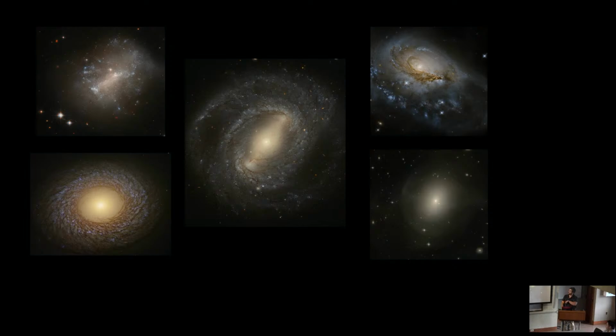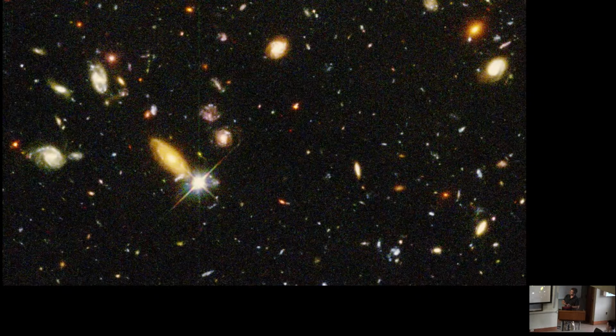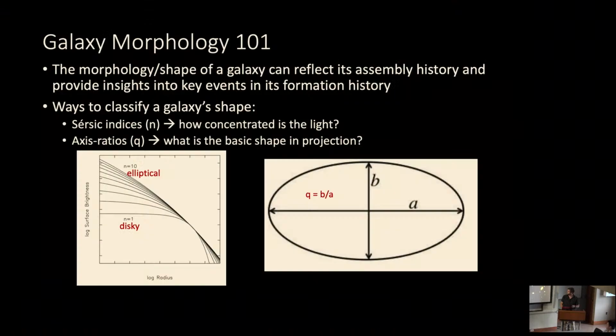These are local galaxies, though. I'm going to be talking about more distant galaxies. So here's another Hubble image. And you can still see some of the same general shapes, but just not as clearly resolved.